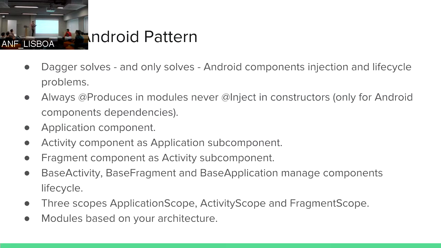The inject annotation only goes in attributes in Android components. We have an application component, an activity component as a subcomponent of application, a fragment subcomponent of activity, some base classes to help us inject, and 3 scopes: application scope, activity scope, and fragment scope, and modules based on our architecture. And more on that later, obviously.